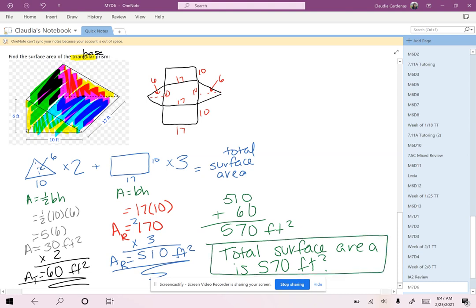Alrighty, so let's stamp. To find the surface area, we first decompose the 3D shape into its lateral faces and bases. Then we can find the area of each shape before adding all of the areas up for the total surface area. Let's try some more practice on our own.